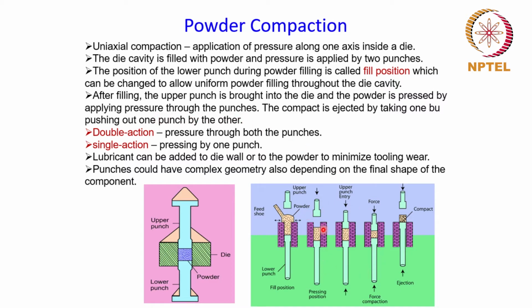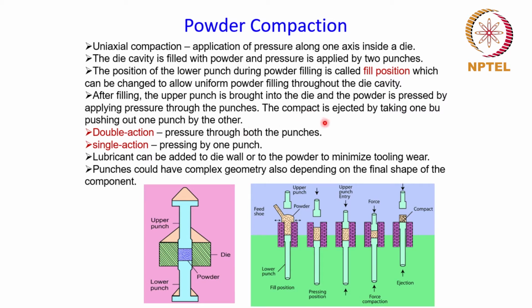So here is the next set of events after the powder is filled. So this is the upper punch and this is brought into the die cavity to press it, as I said. And once the upper punch is in contact with the powder, the pressure is applied uniaxially through these punches. So when you apply a force either through one punch or through both the punches, the powder which is in between will be pressurized and it will be compacted.